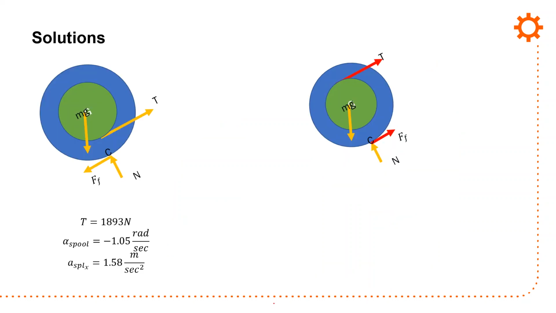So out of this, for the two solutions, I get, first of all, for the first case, T equals 1893 newtons, alpha of the spool is minus 1.05 rad per second squared, and acceleration is 1.58 meters per second squared. If I go on the other side, if I just change the location, it's 895 newtons, still an alpha of the spool of minus 0.43 rad per second squared, and now a_gx, which is 0.639 meters per second squared.